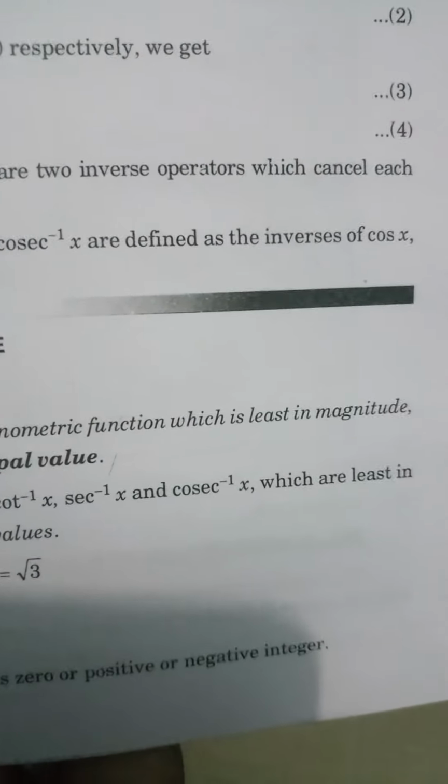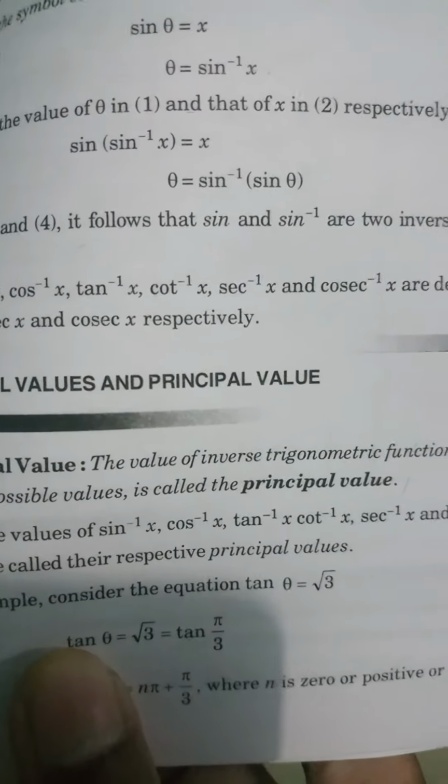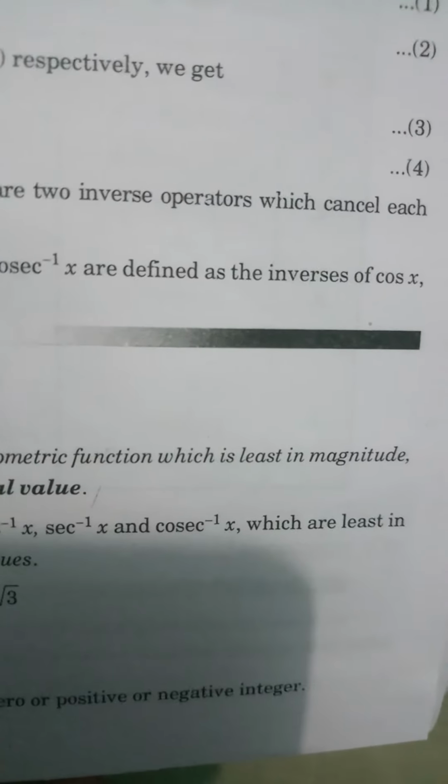The value of inverse trigonometric function which is least in magnitude, कम से कम हो जो मैग्नीट्यूड में, out of all the possible values is called the principal value. यानी जितनी पॉसिबल वैल्यू हैं उसमें लिस्ट वैल्यू होगी उसको हम प्रिंसिपल वैल्यू कहेंगे.